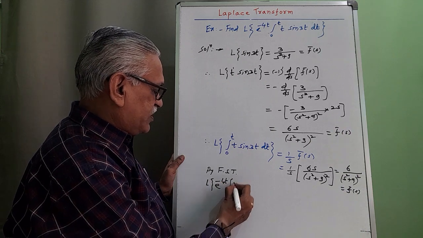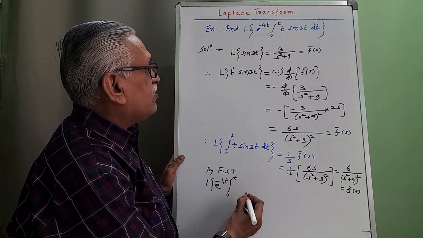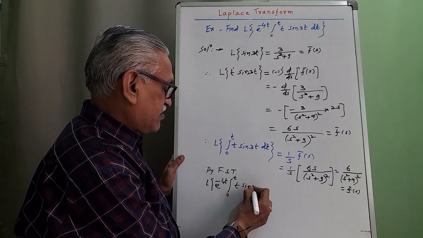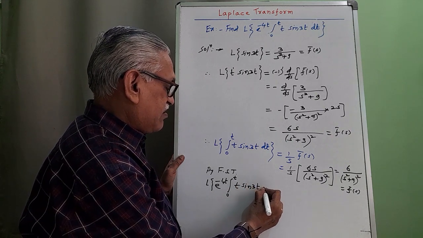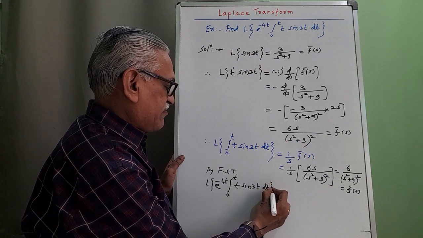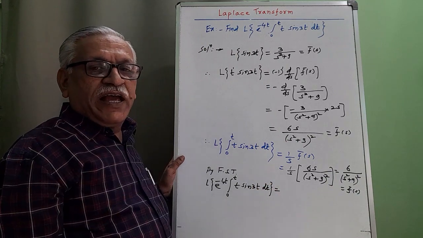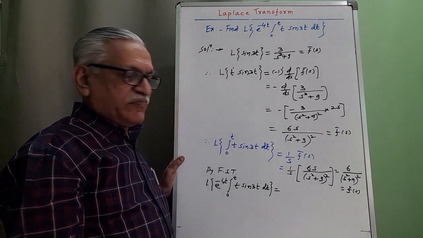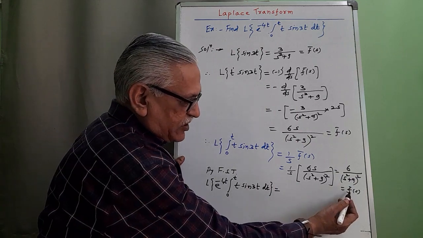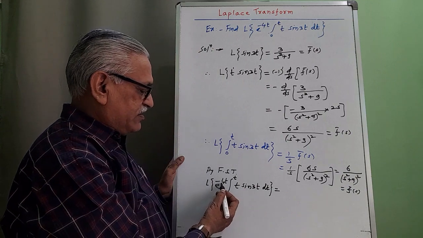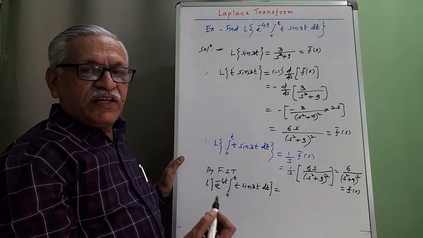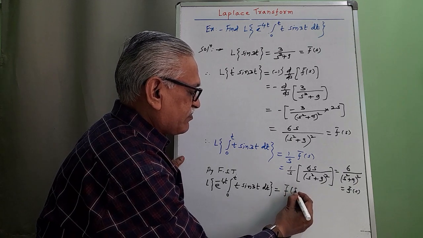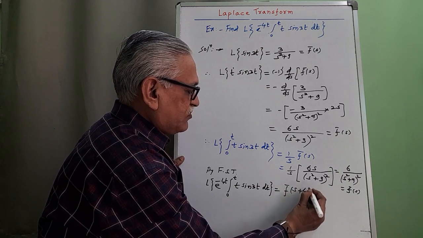integral from 0 to t of t sin 3t dt is equal to, as per that first shifting theorem, whatever the last F bar of s, the Laplace transform, replace s by, here it is e raised to minus 4t, replace s by s plus 4. Therefore, it is F bar of s plus 4.